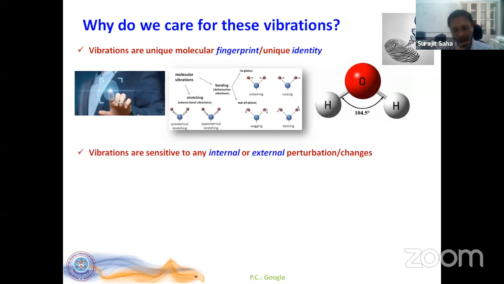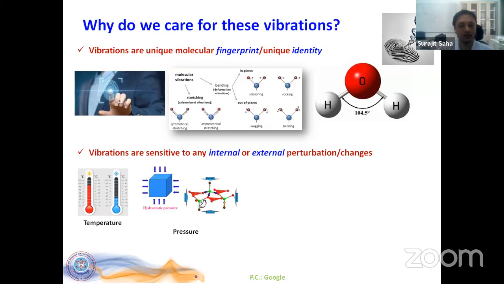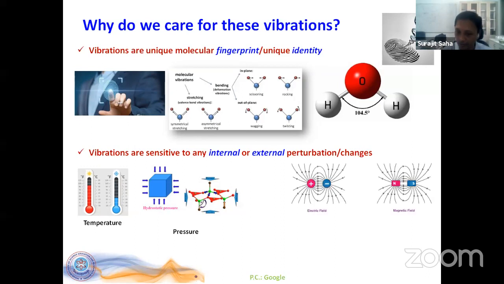So this is one aspect of why we care. Another thing is that these vibrations, these atomic displacements, are extremely sensitive to any internal or external perturbation or changes. When I say changes or perturbation, I refer to, for example, my sample or specimen undergoing a change in temperature, whether raising or lowering it. These vibrations will be very sensitive to this change in temperature. Similarly, if the molecule or crystal undergoes a pressure change, the vibrations will also be very sensitive to this. They are basically sensors which sense the temperature change and the pressure change. Not only that, think of applying an electric field or a magnetic field to your molecule. They are also very sensitive to these.